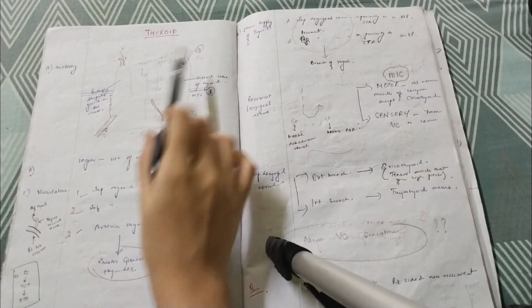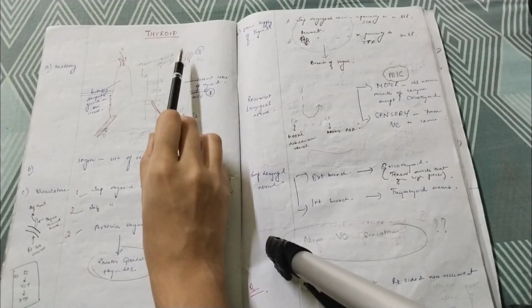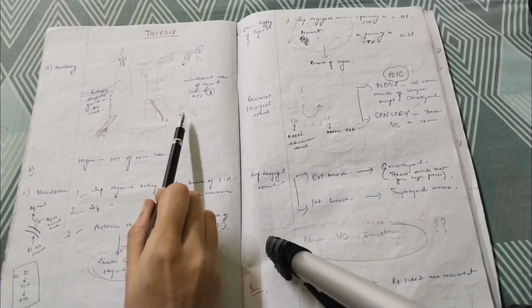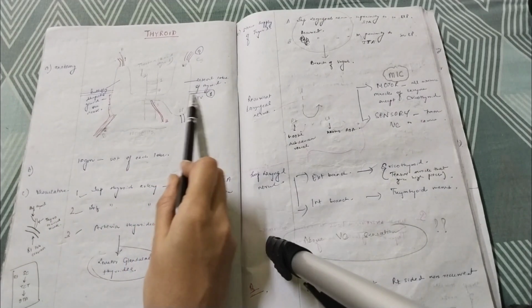Each artery is associated with a vein. Superior thyroid artery, so you can see this to be a superior thyroid vein. This is the inferior thyroid artery, and this is the inferior thyroid vein. There is a middle thyroid vein as well.